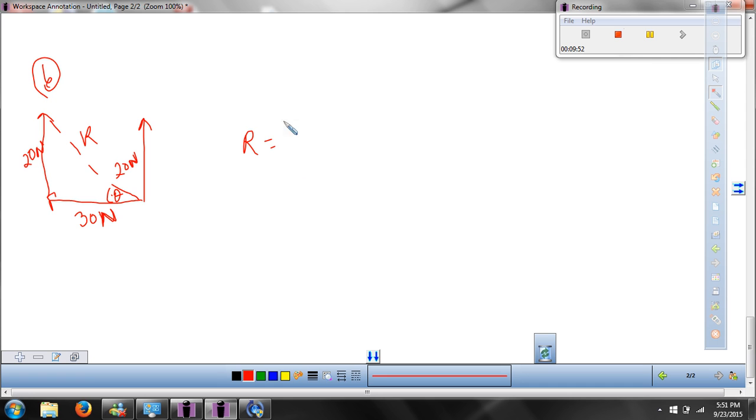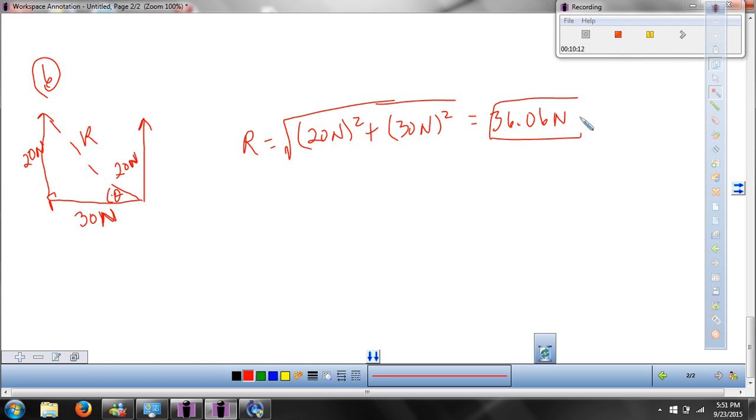So R is going to be the square root of 20 newtons squared plus 30 newtons squared. When I did that, I got 36.06 newtons. So there's my resultant force. Now I need my theta. So tan theta is equal to the side opposite over the adjacent. When I did that, theta wound up being 34 degrees. So I can say that's 34 degrees north of west.